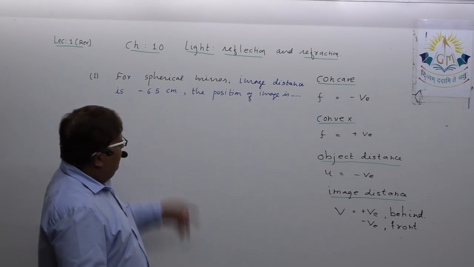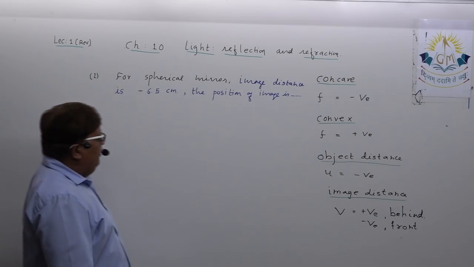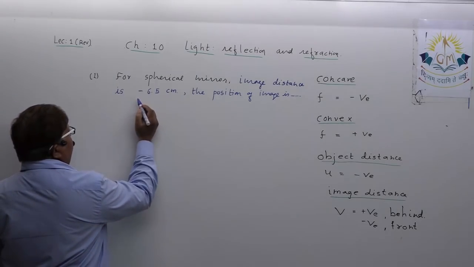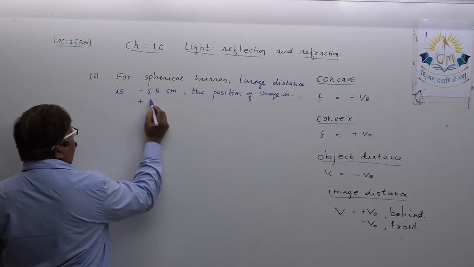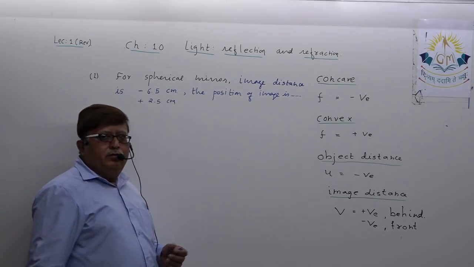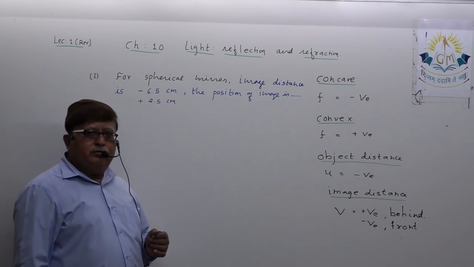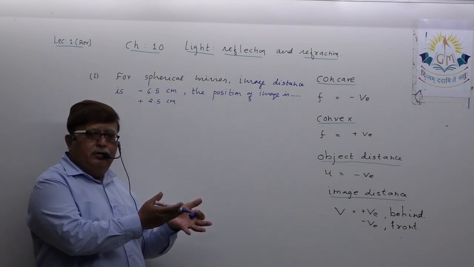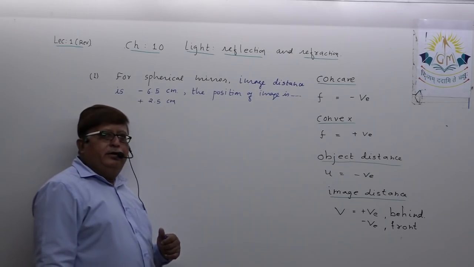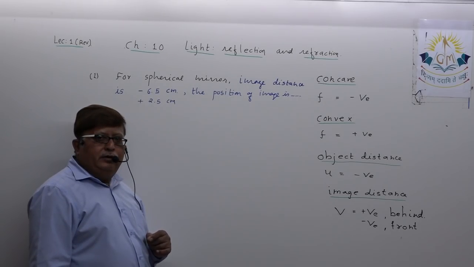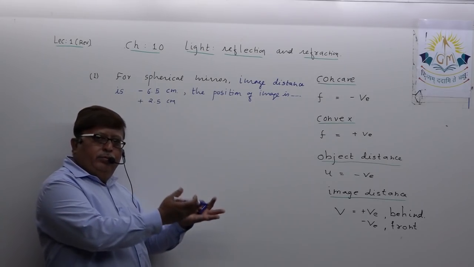So you need to be very conscious regarding this. Here I just make a minor change: for a spherical mirror, suppose I write the image distance is 2.5 centimeter. The position of the image, obviously when the image distance is positive, the image will be formed behind the mirror. So what you can write in answer is: the image is formed at a distance of 2.5 centimeter behind the mirror.